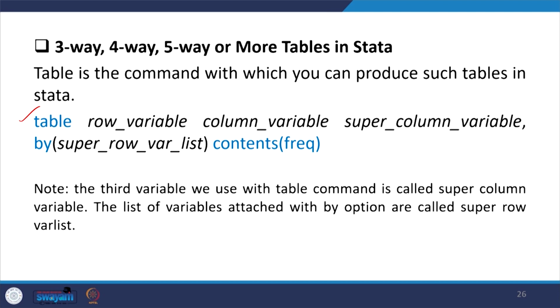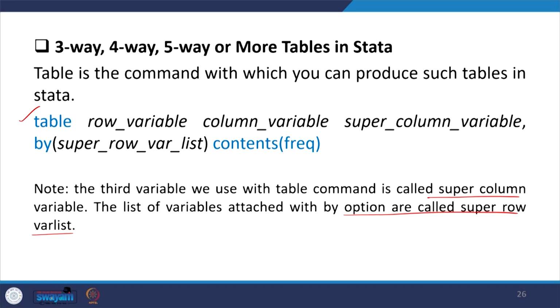Okay. So, then you can add some content like frequencies, and it will give you the result as frequency. The note we have mentioned for you is that the third variable we use with the table command is called the super column variable. Basically, after 2 variables there will be a third layer, and that variable is called the super column variable. The list of variables attached with by options are called super row variables. Okay. So, by option, once we have sorted through the row, then we can find out these very clearly.